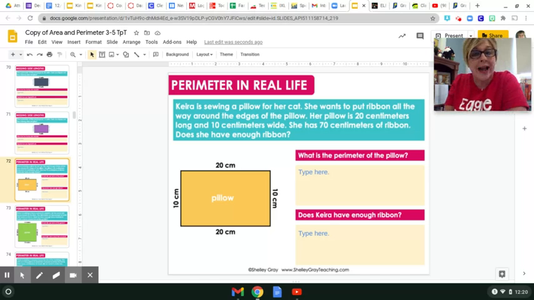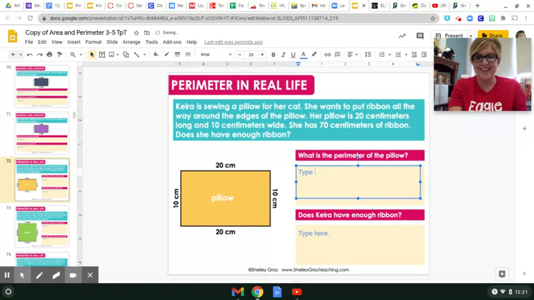So in order to figure out how much ribbon I'm going to need, I'm going to add 20 plus 10 plus 20 plus 10. So 2 20s and 2 10s. So I know 20 plus 10 is 30. And then I have another 20 plus 10, so another 30. And then when I combine the two 30s, I get, you said 60. You were correct.